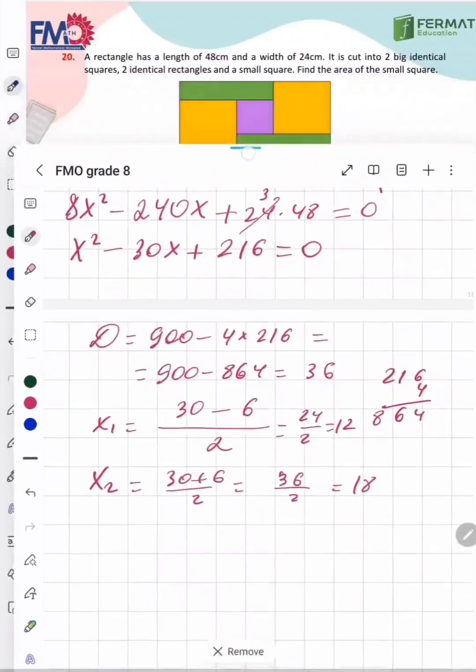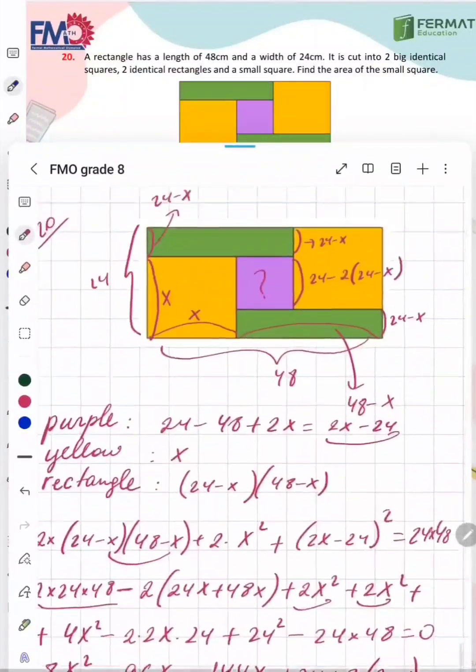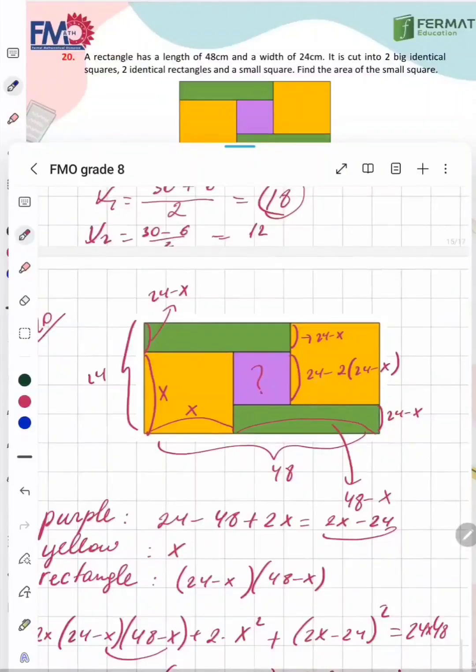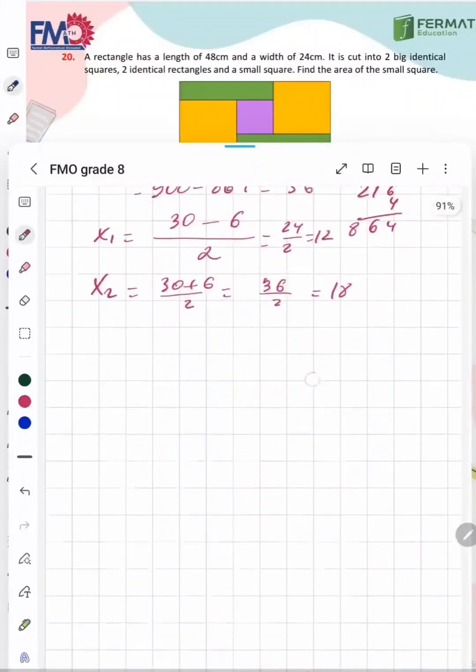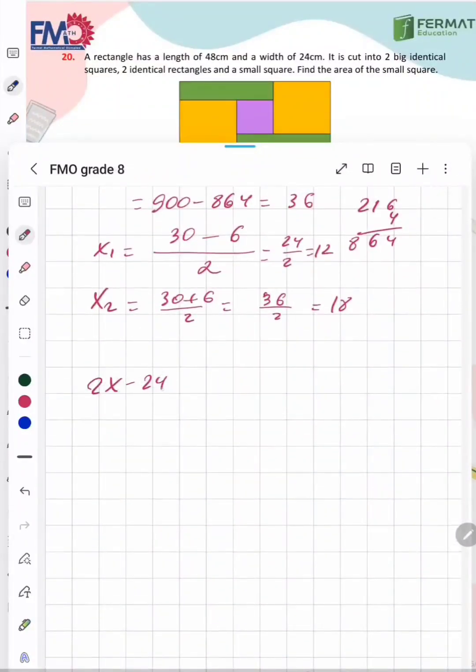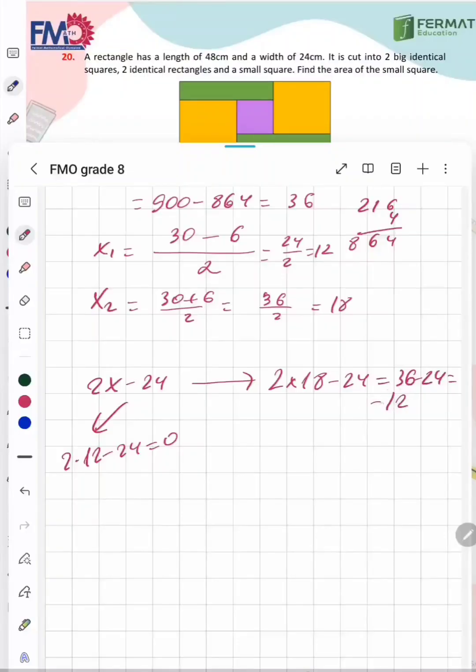Now we want to find the area of the purple one, and initially we found that in terms of x, the purple side is 2x minus 24. Yeah, we found two roots. Let's find 2x minus 24. On one side we have 12: 2 times 12 minus 24 ends up with 0, so it cannot be 0 because we see there is an area. We will use this number here: 2 times 18 minus 24 is 36 minus 24 is 12.